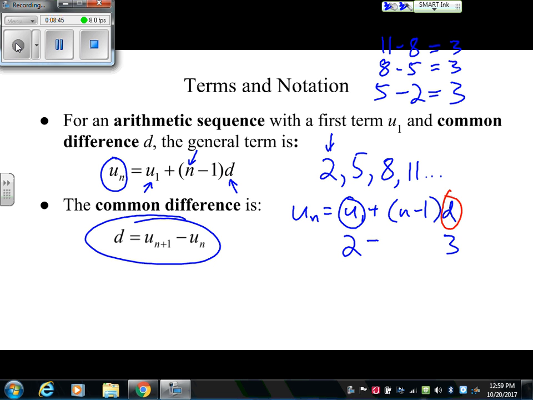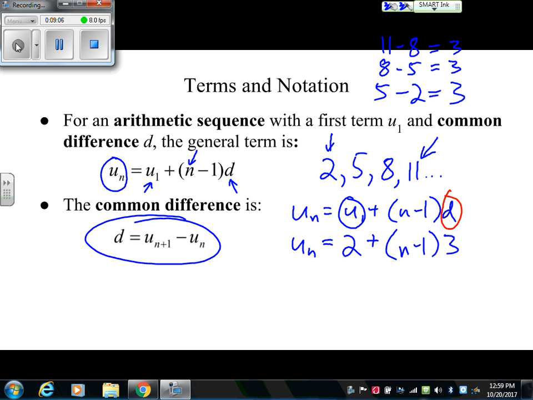Now the n minus 1, I want to leave that, because that is going to allow me to plug in any value for n to find my term number. And u sub n is just a representation of that term. So let me give an example of that. We already know that the fourth term in this pattern is 11.